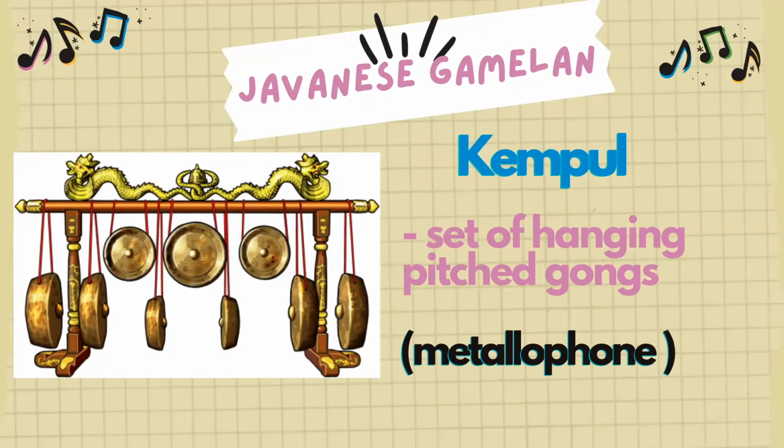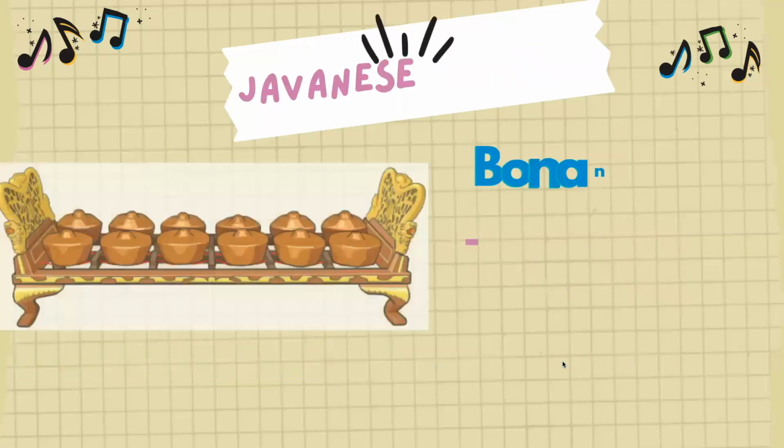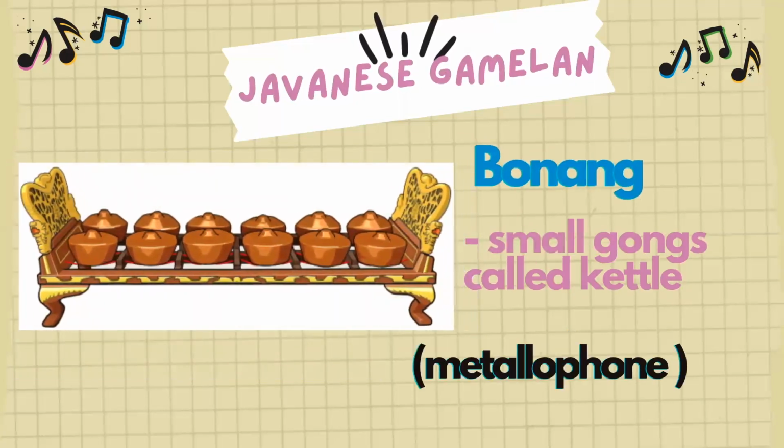Kempul, a set of hanging pitched gongs, metallophone. In the Philippines, we call this gantingan. Different sounds are produced by different gongs, from small to large. If it is small, most likely the sound is thin. If the gong is large, the sound is thick. So when you describe the sound of a particular instrument, say whether it has a thin sound or a thick sound. Bonang, a set of small gongs.